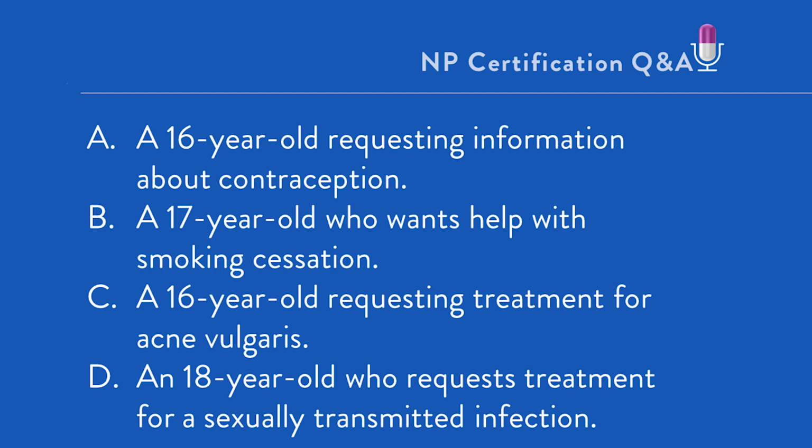Let's take a look at the options provided. A, a 16-year-old requesting information about contraception. Family planning is generally considered to be one of the diagnoses where the NP can assess and treat the teen in the absence of parental consent, regardless of the patient's gender identification or gender assignment. So that's not the correct answer.